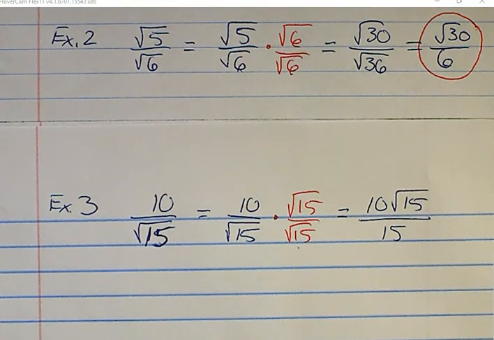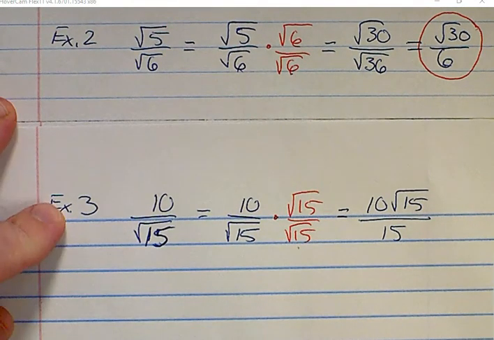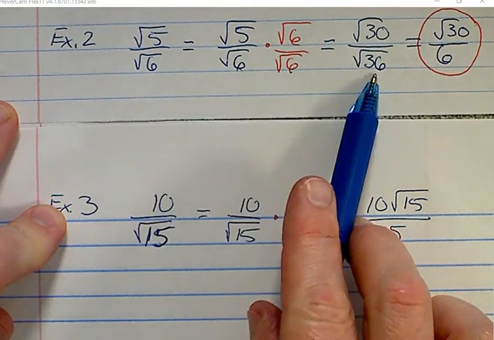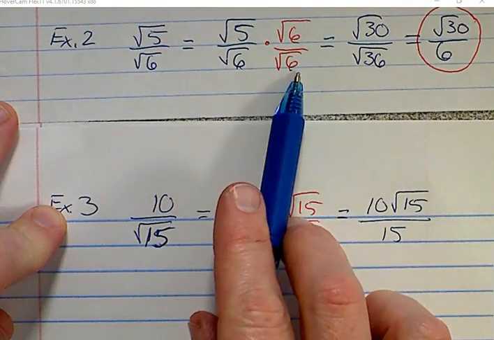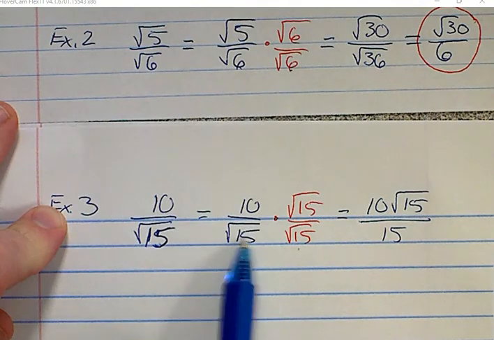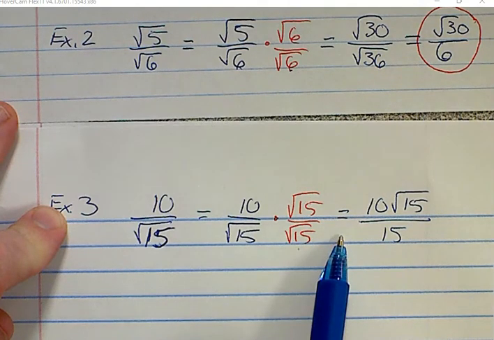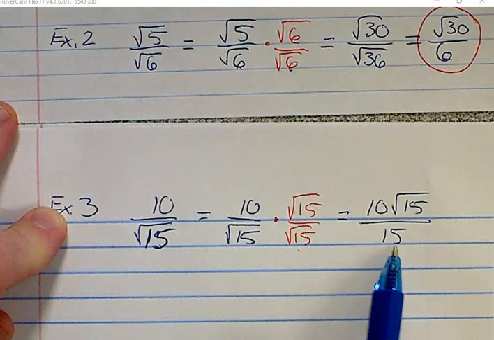And that'll happen every single time. If you do the same number times itself, and then you square root it, you're going to get that number back without the square root. So same thing here. We can do 15 times 15 and make it 225. But when you square root 225, that's just going to get you back to 15.